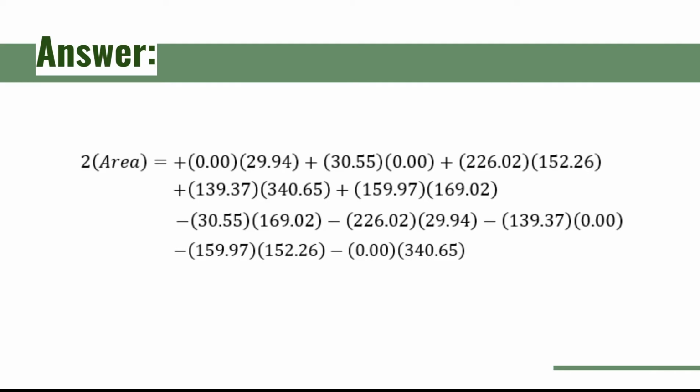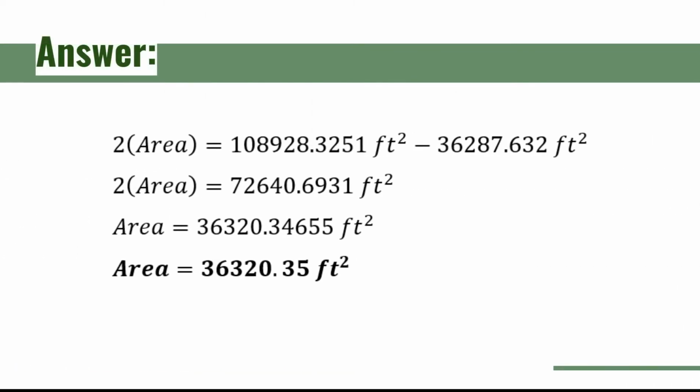We input the values to the formula given on the previous slide, and we get 0 times 29.94 plus 30.55 times 0 plus 226.02 times 152.26 plus 139.37 times 340.65 plus 159.97 times 169.02 minus 30.55 times 169.02 minus 226.02 times 29.94 minus 139.37 times 0 minus 159.97 times 152.26 minus 0 times 340.65.